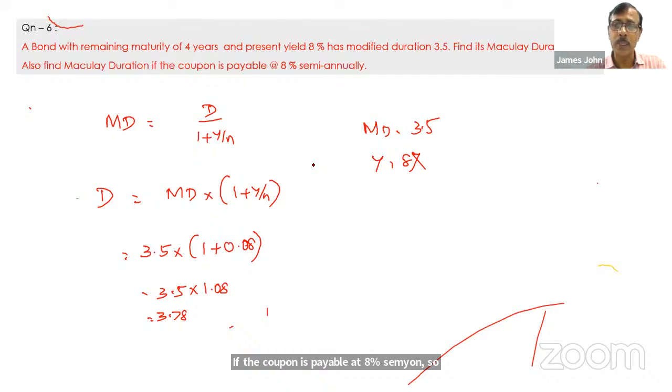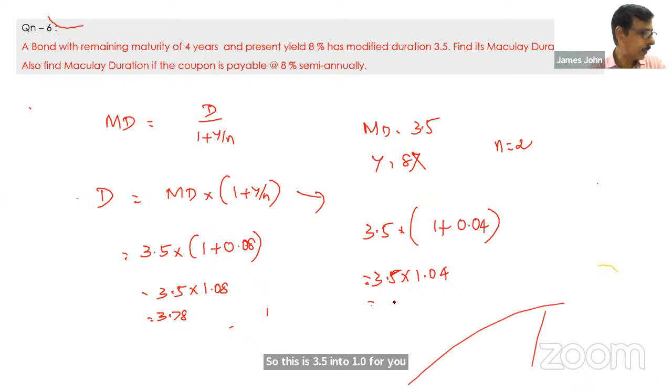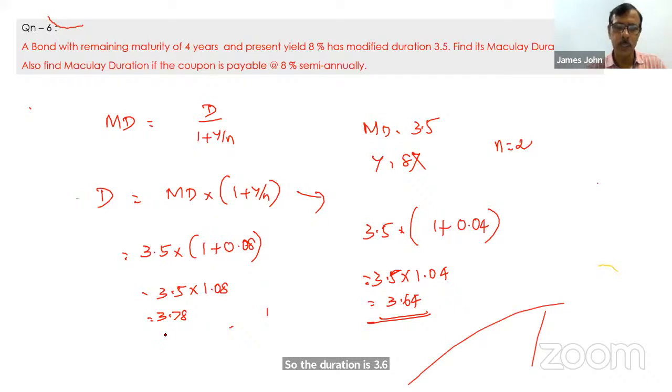The second part is to find the Macaulay duration if the coupon is payable at 8% semi-annually. Here the coupon payment is semi-annual, so n takes the value 2. The formula is 3.5 into 1 plus y by 2. Y is 8%, so 8 by 2 means 0.04. So this is 3.5 into 1.04. You will get the answer as 3.64. So the duration is 3.64 in the second case and 3.78 in the first case.